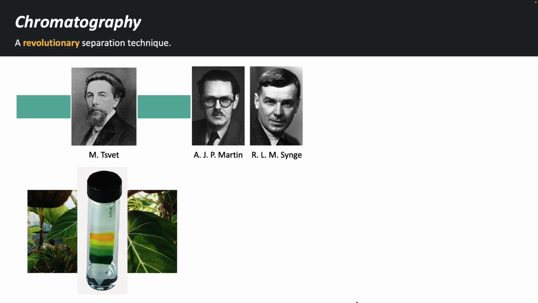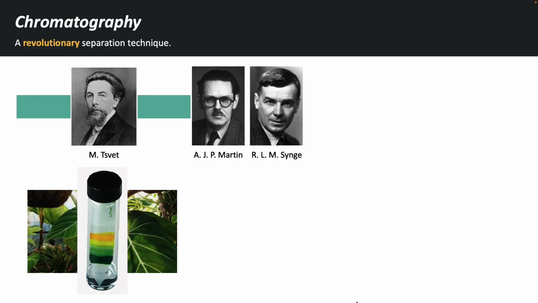Fast forward a few decades, and we see Martin and Synge begin to improve upon and expand this technique beyond just botany. So they began to use paper as the so-called stationary phase and some form of solvent as the mobile phase. So the stationary phase, as the name suggests, stays still, while the mobile phase moves over it, effectively carrying the chemical compounds across the stationary phase. They discovered that this was a very valuable tool for separating and identifying biomolecules, such as amino acids and carbohydrates.